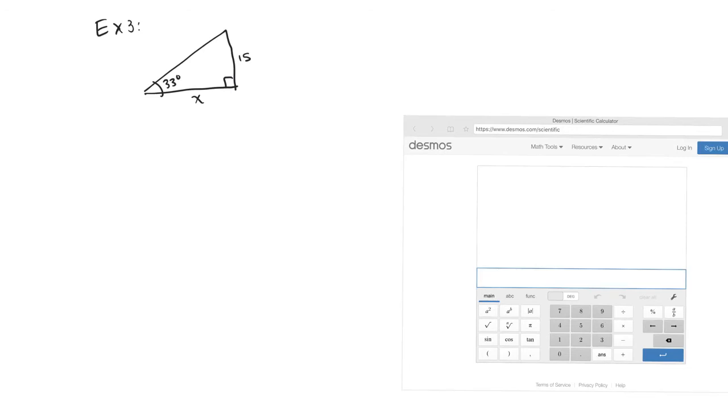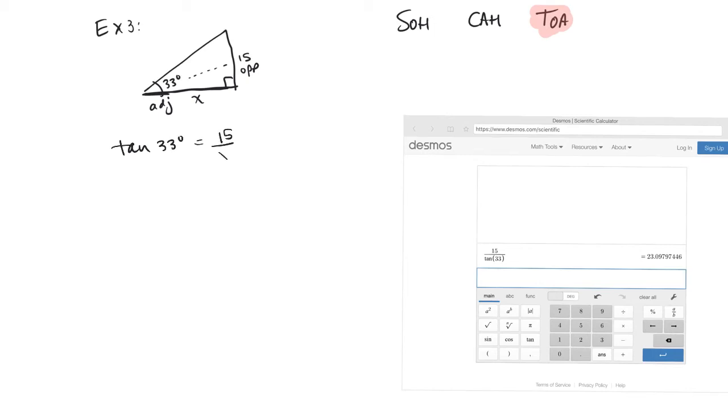Okay, so let's solve for x in this next one. So we are trying to find, let's see, I have an angle, across from my angle, that would be the opposite side, and then what I want to know is the side that's touching my angle, which would be the adjacent. Okay, so then we just decide which one do we want to use. Since I have an opposite and an adjacent, that means I should use tangent. Okay, so we're going to use tangent. Tangent of 33 degrees is equal to the opposite, so 15 over adjacent, which is x.